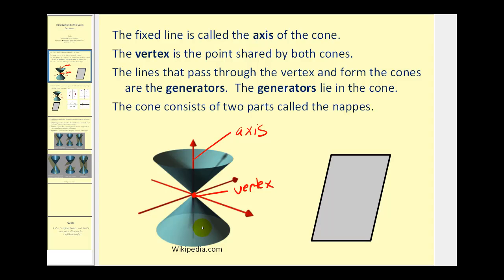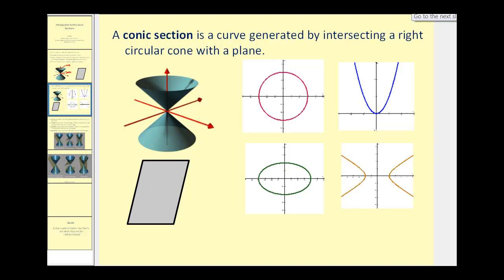So the way we create the conic sections is to take a plane and intersect this double cone. And based upon how the double cone is sliced or intersected, it affects what conic section is formed. Let's take a look at the four non-degenerate conic sections.